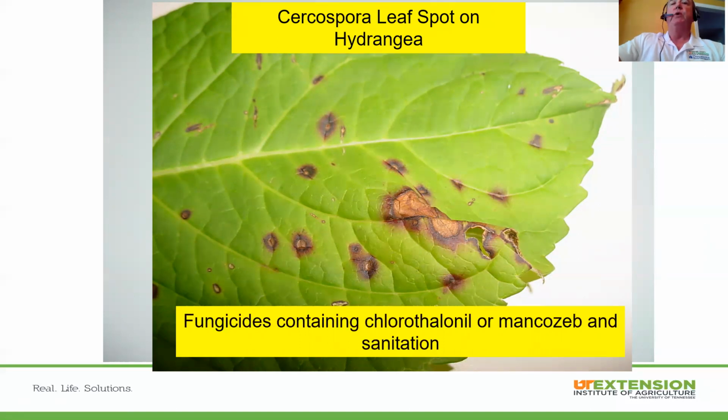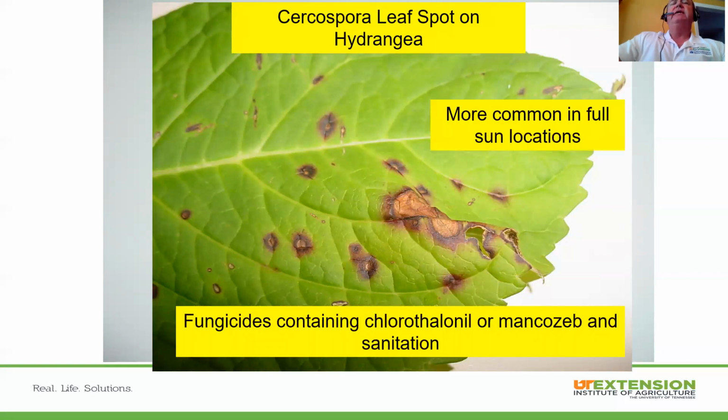And interestingly enough, it seems that the hydrangeas that are in full sun locations tend to be bothered more by this particular leaf spot disease than some that might be in more of a shady place. Sometimes that seems a little bit counterintuitive. We might expect to see more fungal pathogens in areas that don't get as much sun and don't dry out as fast. But in this case, those hydrangeas out in the full sun seem to be bothered a little more by the Cercospora leaf spot.